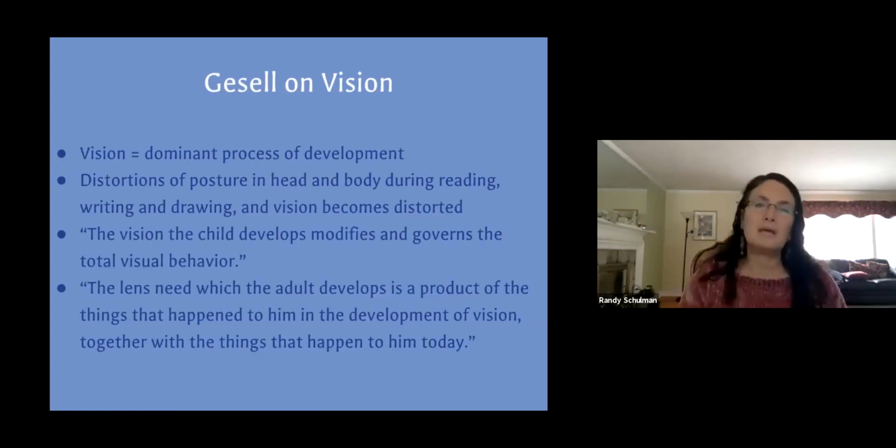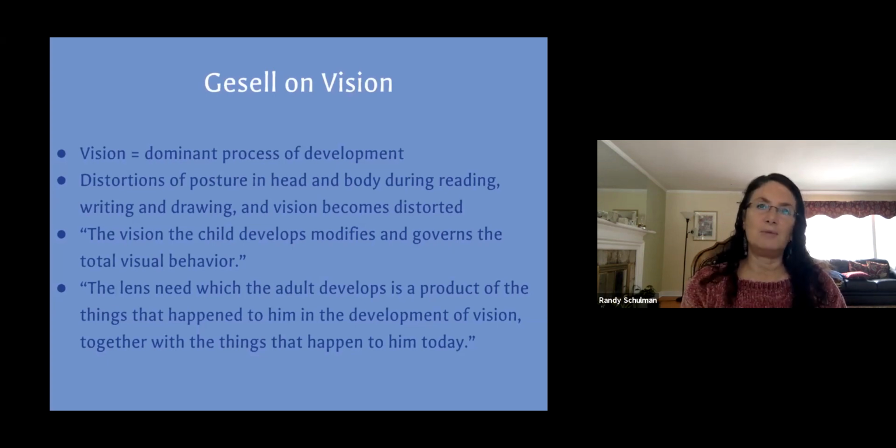Other slides here. So Gesell also talked about the importance of vision development, and that's going to be the dominant process. So how you see is how you're going to be engaging, and how well you can use your visual system, how well developed it is, is going to impact your ability to read, write, draw. And if there's distortions in your posture or in those gross motor patterns, so if you think back on Getman, he had these gross motor patterns. If you had problems there, then it actually will affect vision development. And then vice versa too.